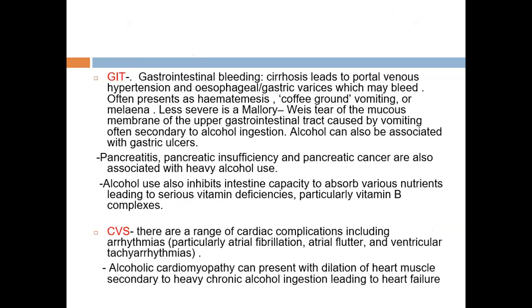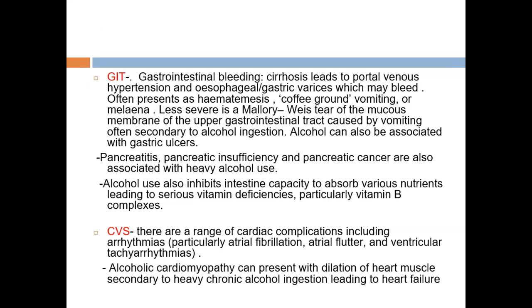On the GIT, it can cause gastrointestinal bleeding. Cirrhosis leads to portal venous hypertension and esophageal or gastric varices, which may bleed, often presenting as hematemesis, coffee ground vomiting, or melena. Less severe is a Mallory-Weiss tear of the mucous membrane of the upper gastrointestinal tract caused by vomiting, often secondary to alcohol ingestion. Alcohol can also be associated with gastric ulcers. On the pancreas, it can cause pancreatitis, pancreatic insufficiency, and pancreatic cancer is also associated with heavy alcohol use.